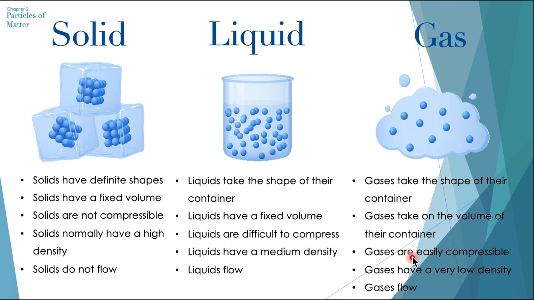Here we come to the third property. Gases are easily compressible, whereas liquids are difficult to compress. And solids are not compressible at all. So solids normally have a high density, liquids have a medium density, and gases have a very low density. That's why they're so light. Lastly, solids do not flow. Liquids and gases both flow, because a solid has its own fixed volume and a definite shape, so it remains like that. It doesn't flow. Okay? So these are some things that you probably would have known already before, but here you can see the differences between these three states of matter.